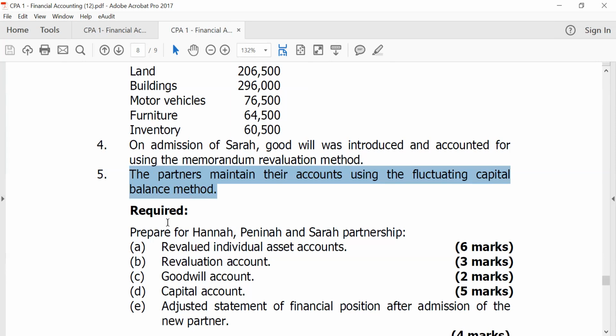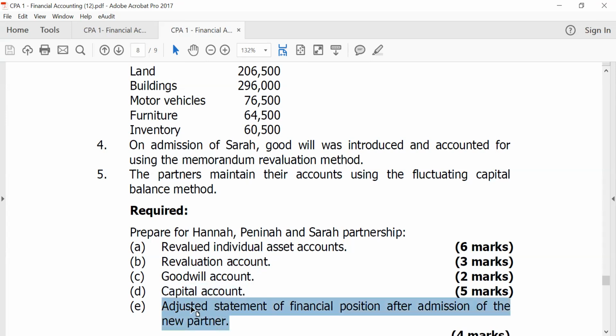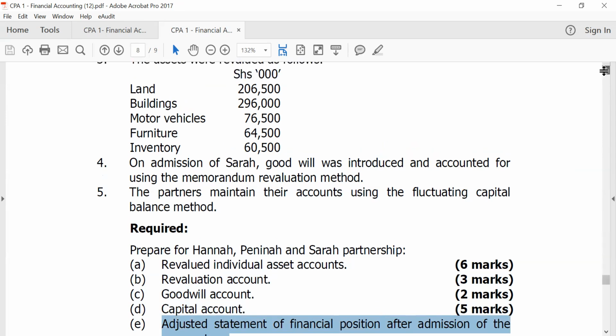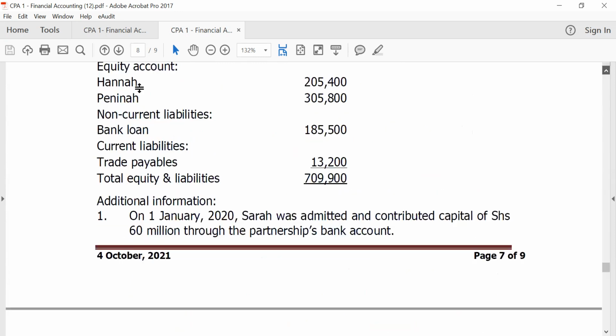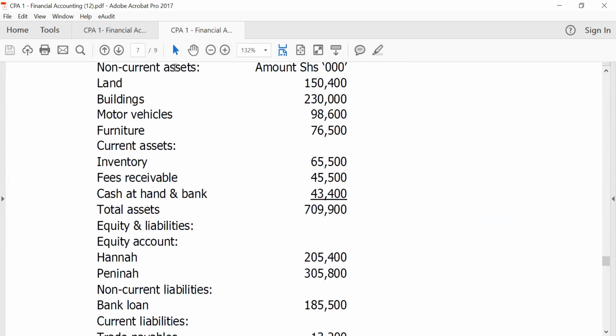So we proceed here. They're asking us to draw up the revalued individual assets, 6 marks. They want us to draw up the revaluation account. They also want us to draw up the goodwill account. They also want us to draw the capital account, as well as the adjusted statement of financial position after admission of the new partner. Remember, we have this statement of financial position. So we have to change it.